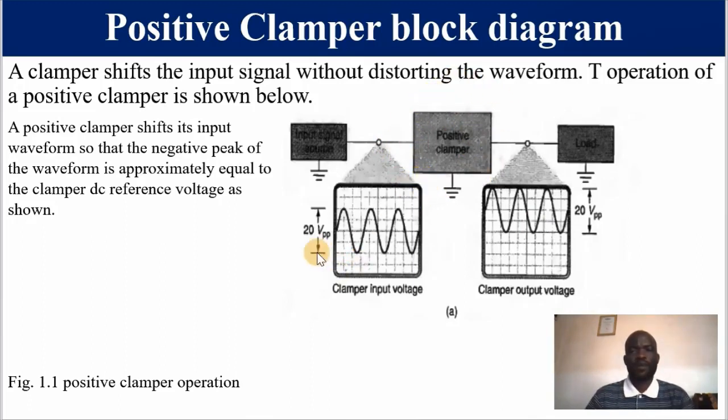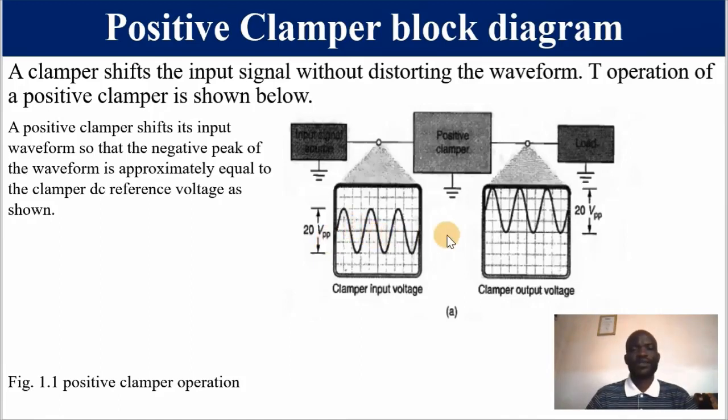Please take note of the following. From the positive peak to the negative peak, we call it peak to peak. This PP means 20 volts peak to peak voltage. But from 0 to the maximum positive value, and also from 0 to the maximum negative value, we call it peak. So peak to peak is equal to 2 multiplied by peak voltage.